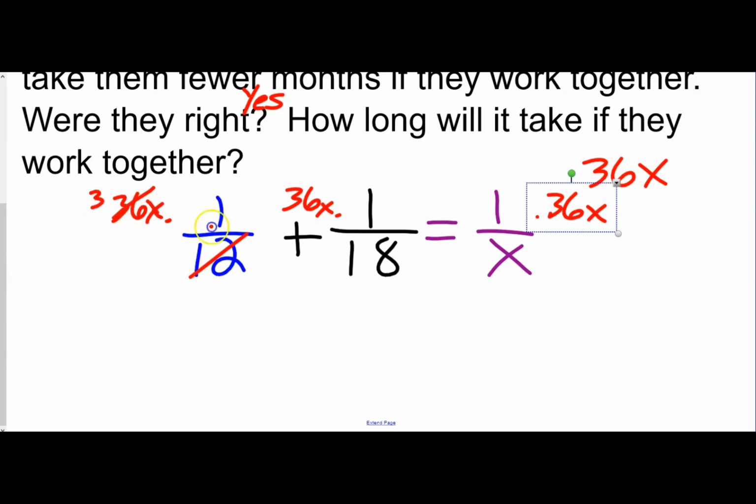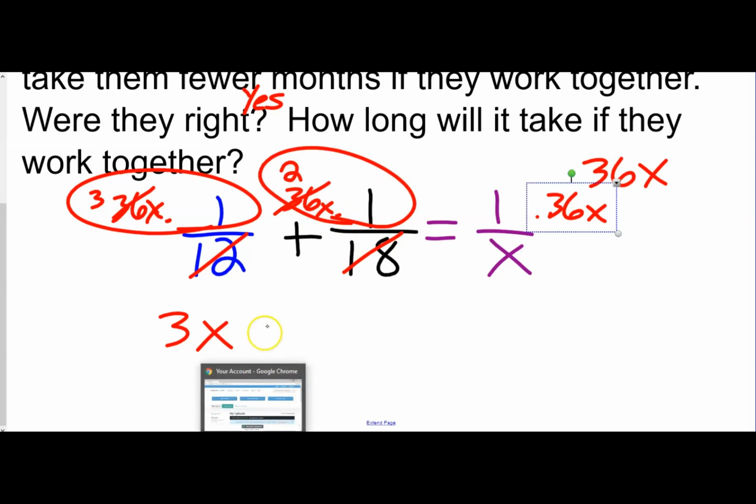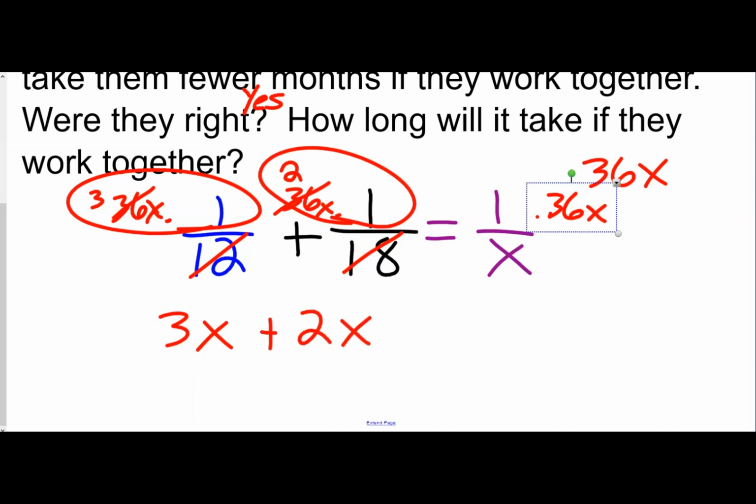So what do we have left up here? 3x times 1, which is 3x. We know the 18 and the 36 will cancel, but of course the 36 becomes the number 2. So what do we have left up here? 2x times 1, which is 2x. And then over here, the x's will cancel out, leaving you with 36. So now we have a nice simple equation that we can solve really quick.